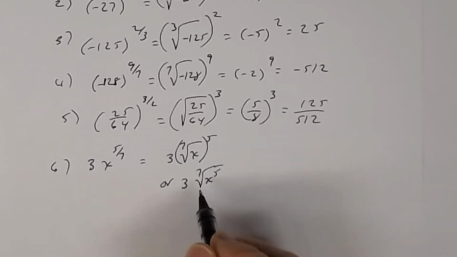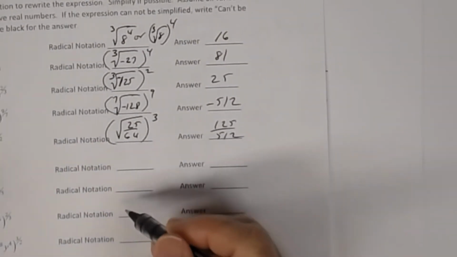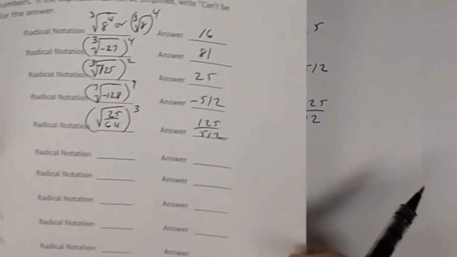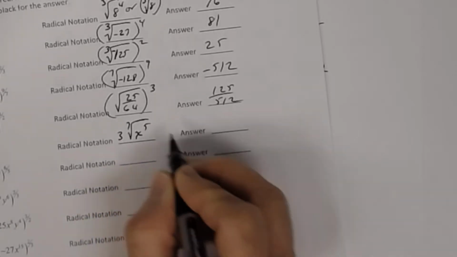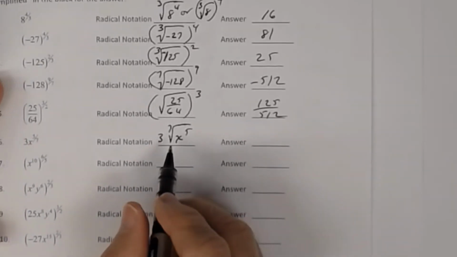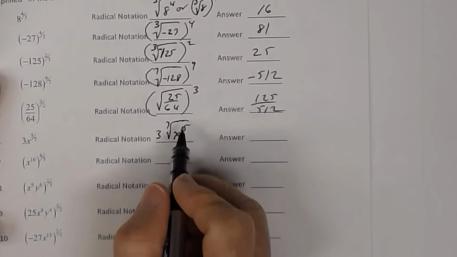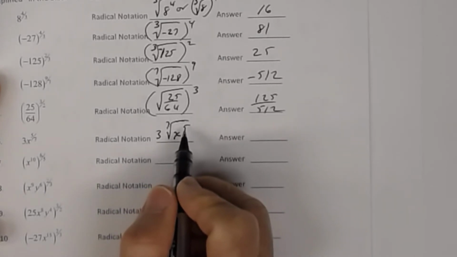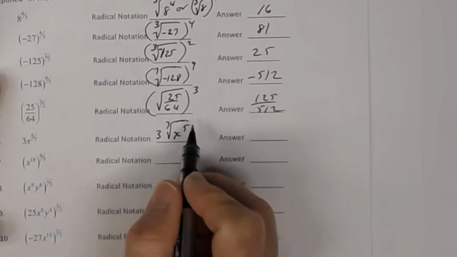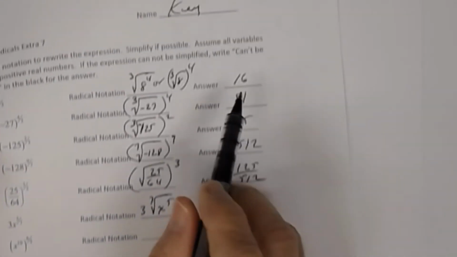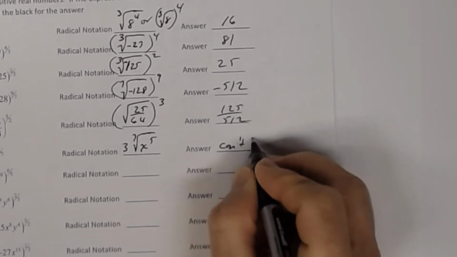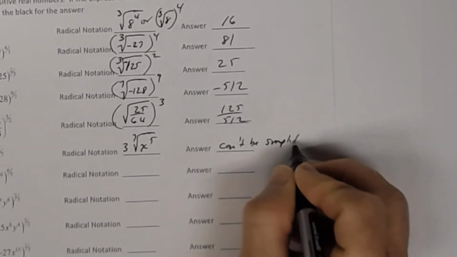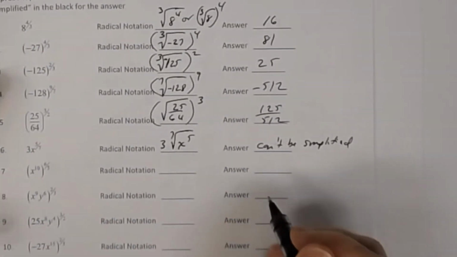Since I only have room for one of them right here, I'm going to use this one. So this would be 3 times the 7th root of x to the 5th. Now, can I simplify this? Remember, one of our properties that you learned in the past was that this exponent is 5. 5 is less than 7, so this cannot be simplified further. So that's the one where you would say can't be simplified. Make sure you read the direction. Direction says right, can't be simplified, so make sure that's what you do.